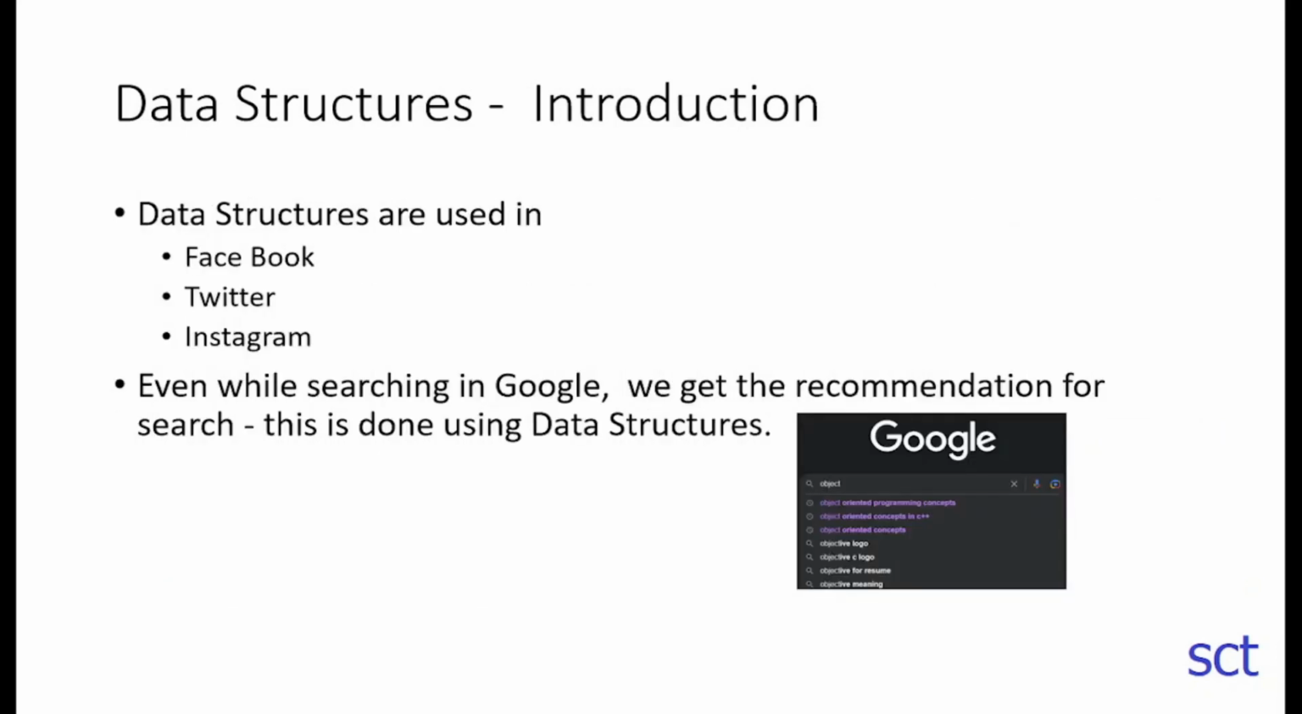If you look at data structures, they are used in Facebook, Twitter, and Instagram. Even when you are searching in Google, for example, if you type a word like object, automatically you can see object oriented programming concepts, object oriented concepts in C++, and so on. This is happening because of the data structure. The data is arranged in the data structure. That is the reason the search happens like this.